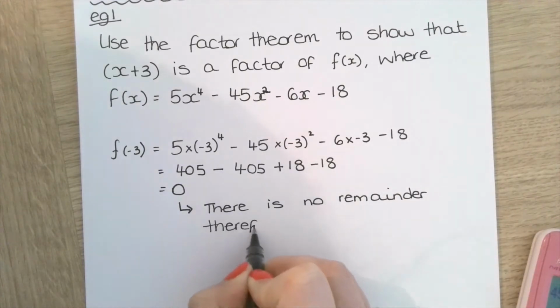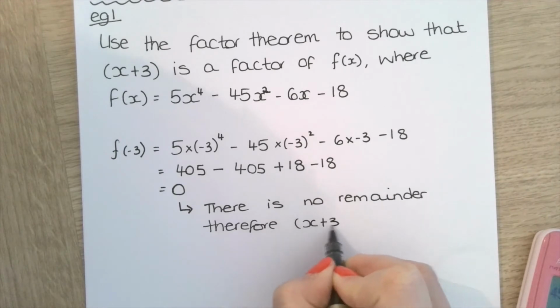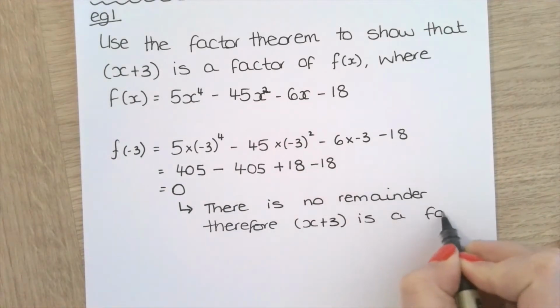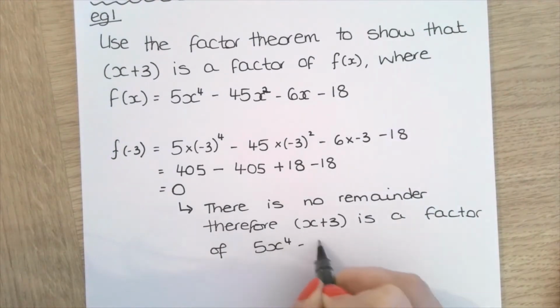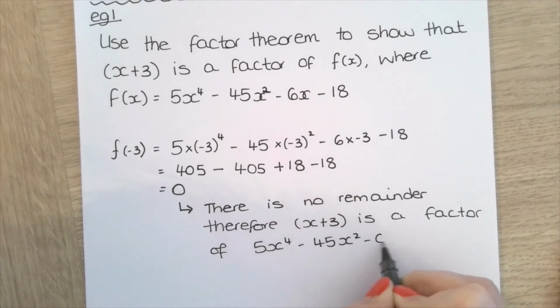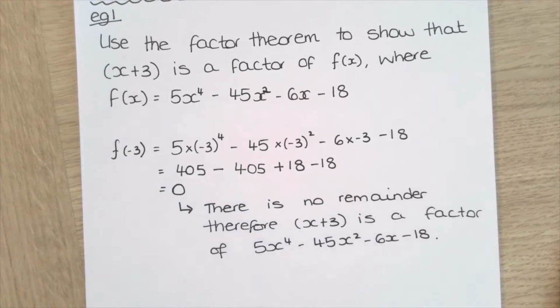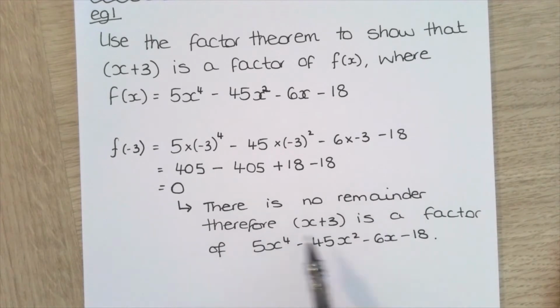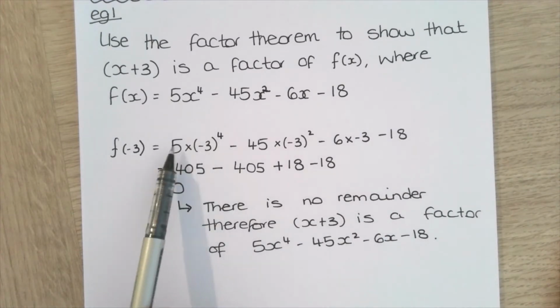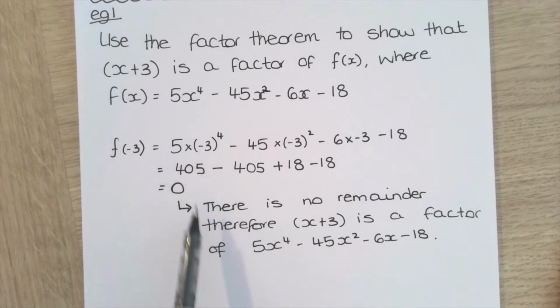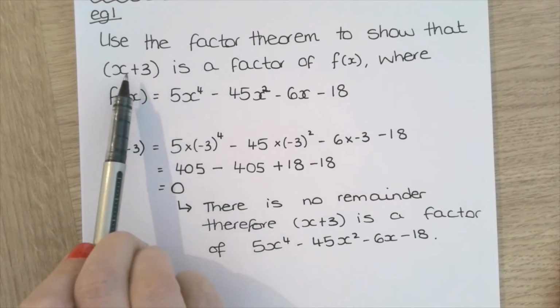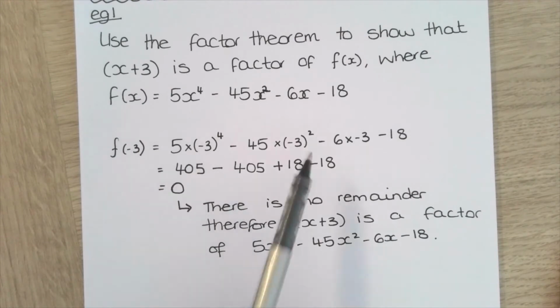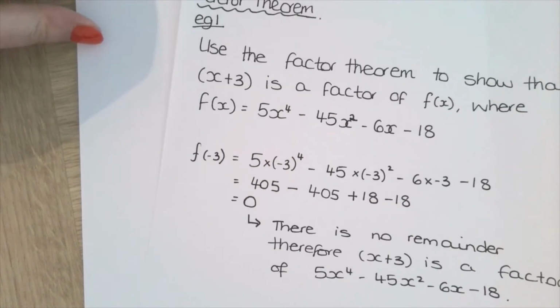Therefore, x plus 3 is a factor of 5x to the power of 4 minus 45x squared minus 6x minus 18. You must make sure that you write this little justification. This is you showing that you can substitute it in. This is you justifying that you understand that this 0 means that there is no remainder when f of negative 3 is put into the function. So that's the first example.